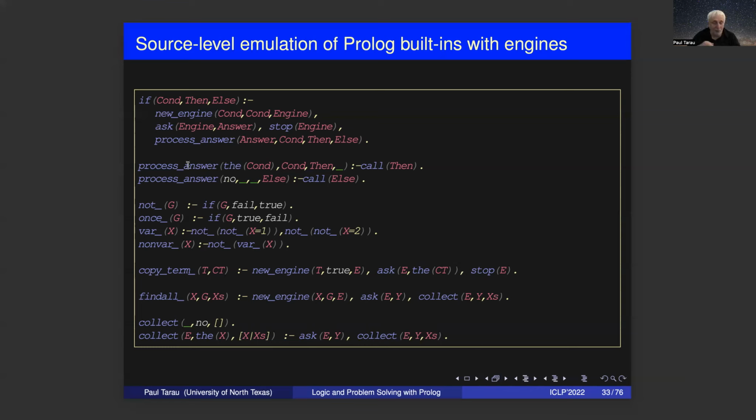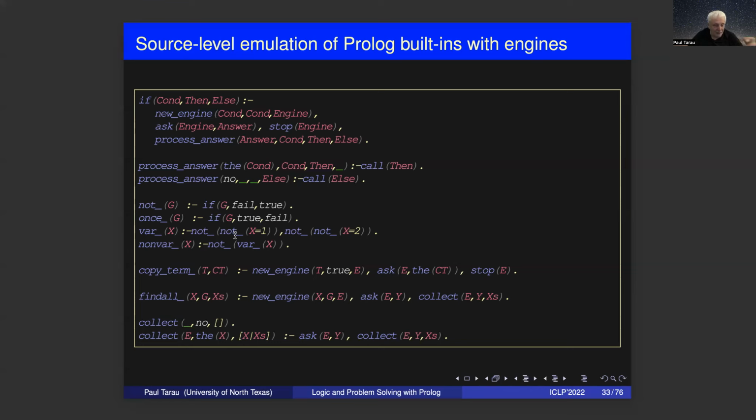So this is how you choose between the then and the else part, by calling a condition on the engine. Okay, so you can also emulate negation as failure very simply. Once you have if, of course, if the goal succeeds, then fail, otherwise true. So you invert the failure and the success.